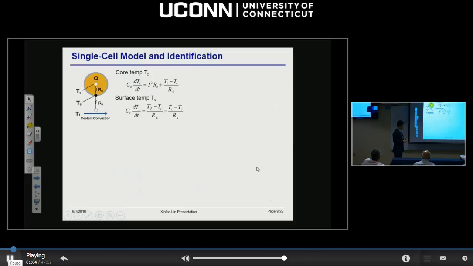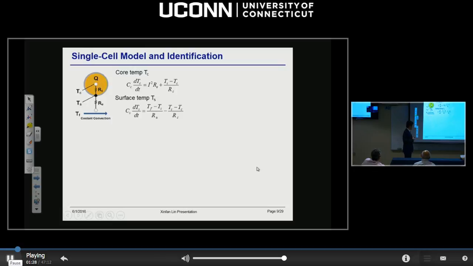And so the first step is thermal modeling. Let's look at the single cell first. So this is the single cell model I've been trying to use. For each cell, we have two states, the core temperature TC and the surface temperature TS. Here are the governing equations. In the battery core, we have a heat generation term, I squared times RE. I is the current input, and RE is the battery internal resistance.